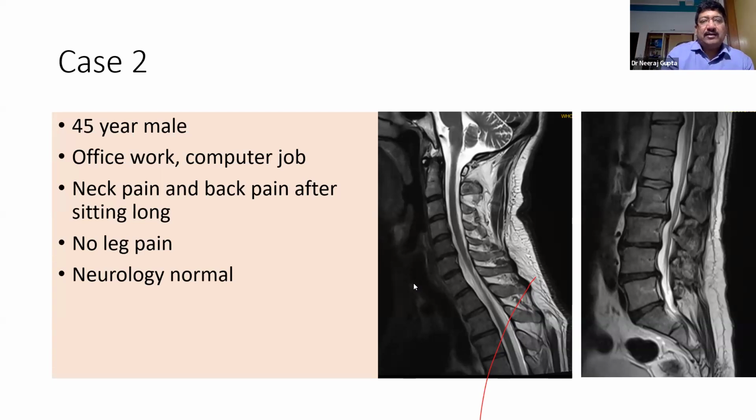We need to explain to them, in common layman language, that you are using your neck muscles continuously in front of your computer. So these muscles need to be strengthened. If you are not strengthening these muscles, definitely these muscles are going to pain you. Same is the case of the lower back muscle.